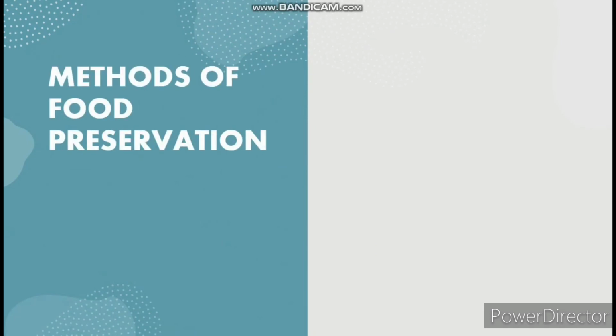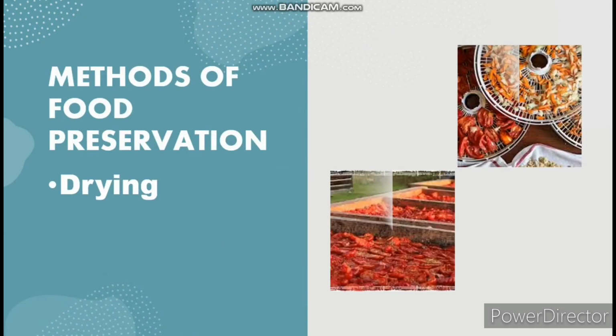Another method of food preservation is drying. Drying is the oldest and the simplest way to preserve food, dating back to 12,000 BC. It removes water from food, making it difficult for any bacteria or mold to grow. Drying is good for food like meat, fish, fruits, and vegetables, and this can be done under the sun.